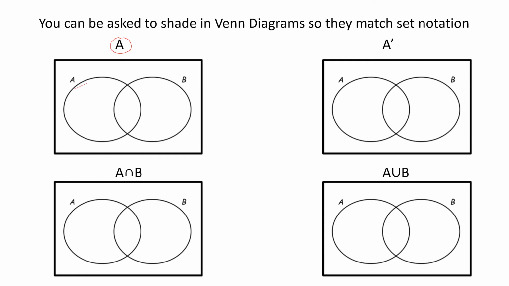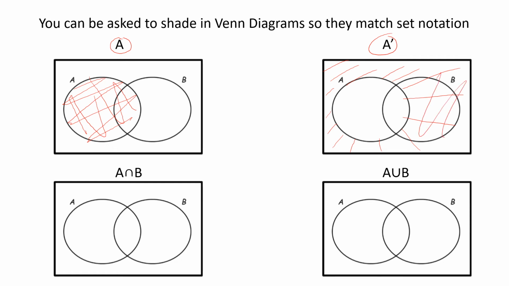and that just means everything that is inside the A circle. So we'd want to shade in just that entire circle. Our second one is not A, and that means everything that is not in the A circle. So we would shade in this outside bit, but we'd also shade in this part of the B circle that's not in the A circle as well.